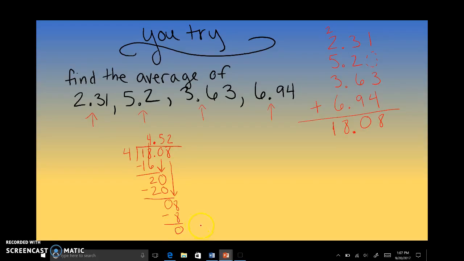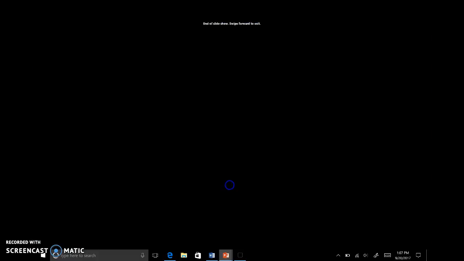Now we check. We have 0 here, and there are no more numbers to bring down in our dividend right here. So that means we're done. Double check that our decimal point is in the right spot, and it is. We brought it straight up. So now we know that is our answer, and the average of those 4 numbers is 4 and 52/100ths. And that is the end of our averaging review.